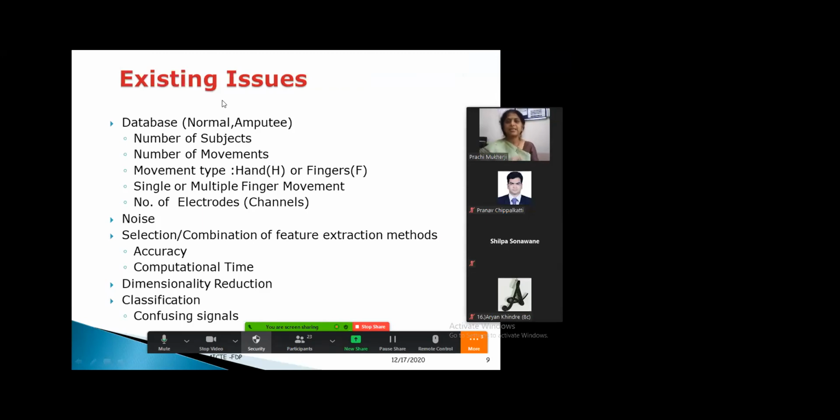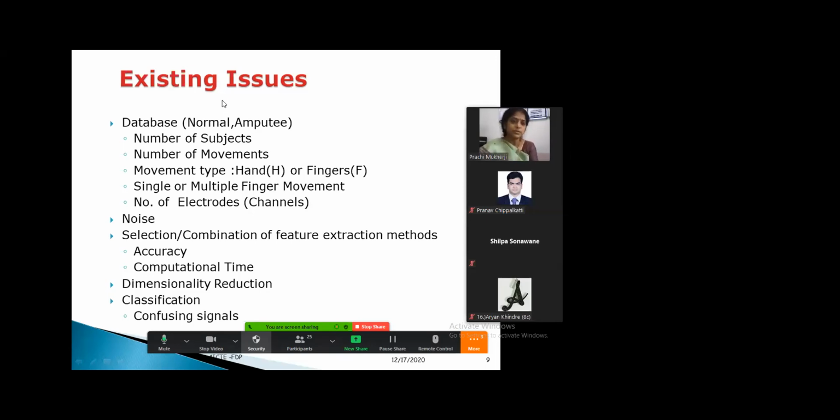Okay. So these are the existing issues. As you can see, the number of movements, how many movements you want to give, of course, from the number of subjects that you can collect, then movement type. Is it a complete hand movement, or a finger movement? Then in the finger movement, is it a single finger movement or a multiple finger movement? And then the number of electrodes, that's the number of channels. How many channels you want to use. Then noise is an issue, and selection and combination of feature extraction methods, their accuracy, and computational time.